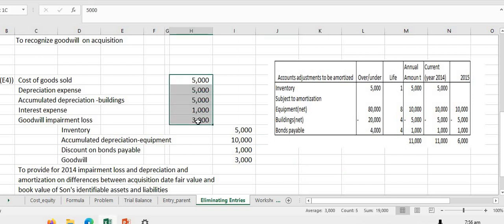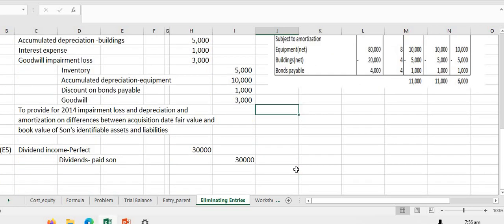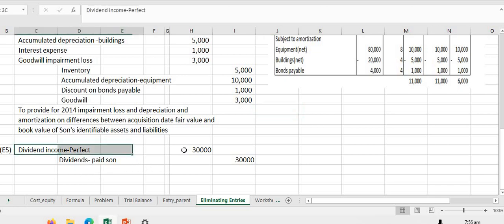So that's actually 19,000 debit and 19,000 credit. Okay? So that's actually the entry for the amortization of our excess. Okay? Here also, to eliminate the dividend income, di ba? So, to eliminate dividend income of the parent.